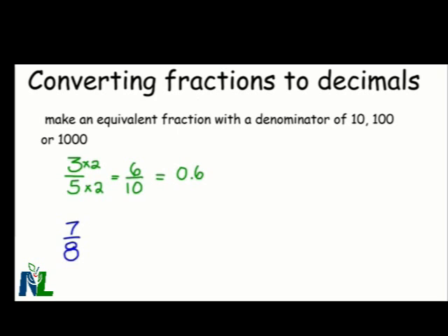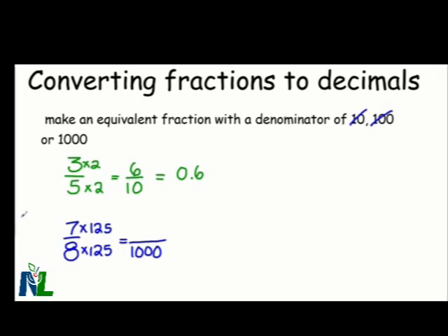7/8 is done the same way, but it's not such a pretty number. 8 cannot be multiplied by anything to get 10, so 10 is out for a denominator. There's nothing you can multiply 8 by to get 100, so 100 is out. But 8 times 125 is 1,000. So that's going to be our equivalent fraction over 1,000, which means 7 has been multiplied by 125 as well.